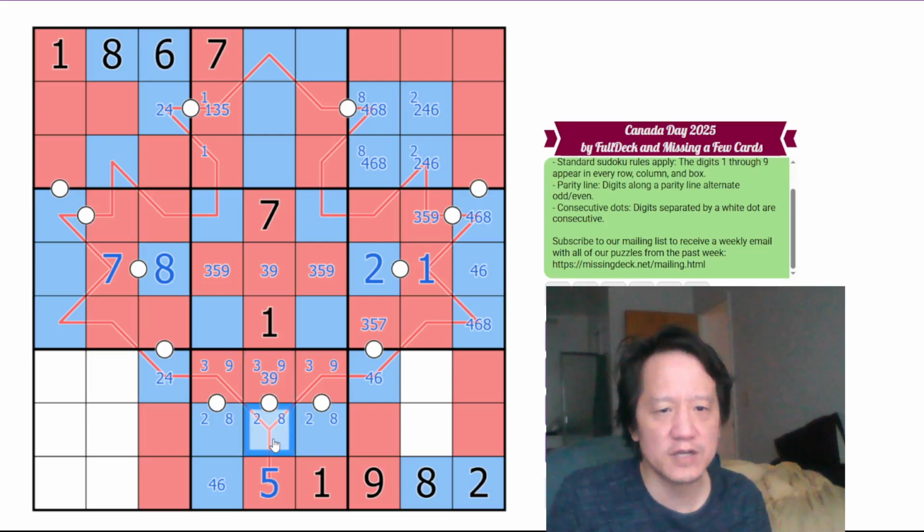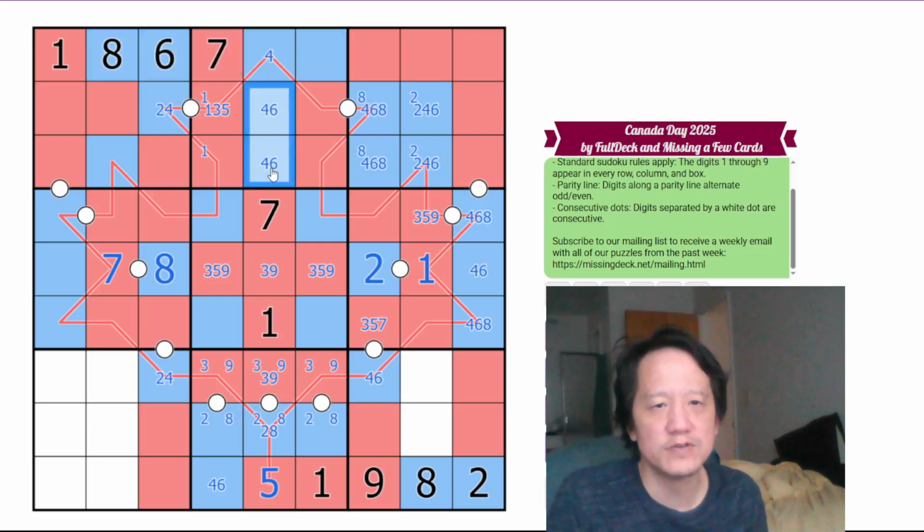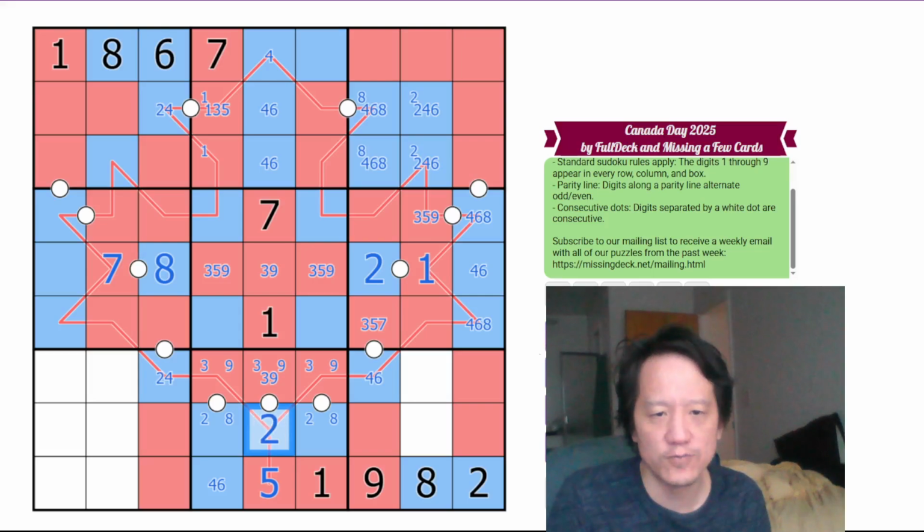3 has to be consecutive with the 2, and 9 has to be consecutive with the 8 because there's no other combination. That leaves 4 and 6 have to be here, and 6 cannot be here. 8 can't be here, so 8 has to be one of these two, which eliminates 8 here. Therefore, this is 2, which makes this 3 to be consecutive. That eliminates 3 here and 2 here.